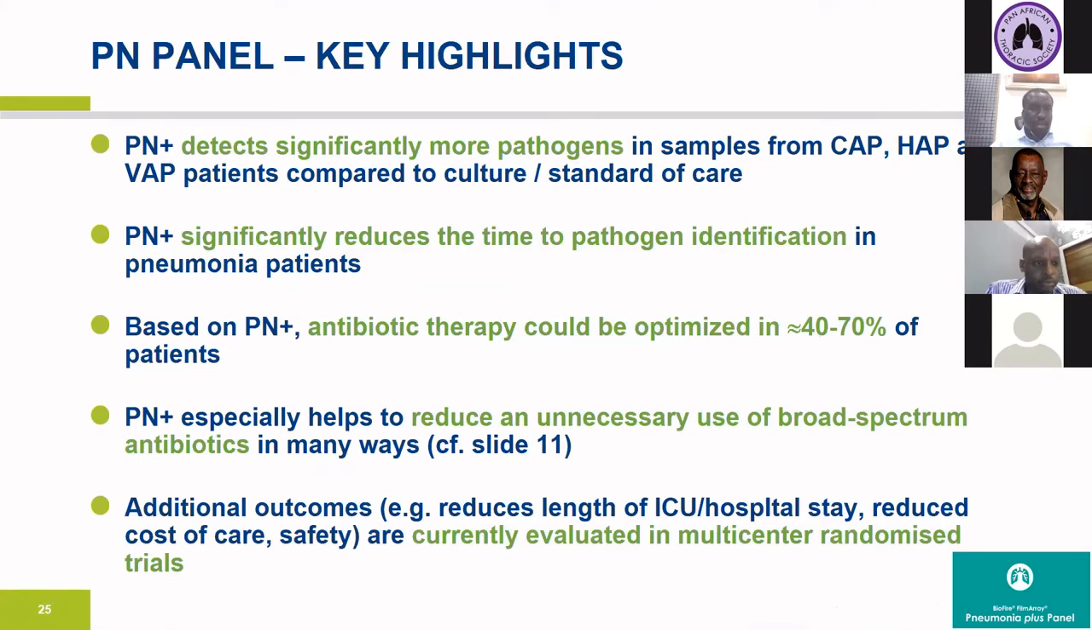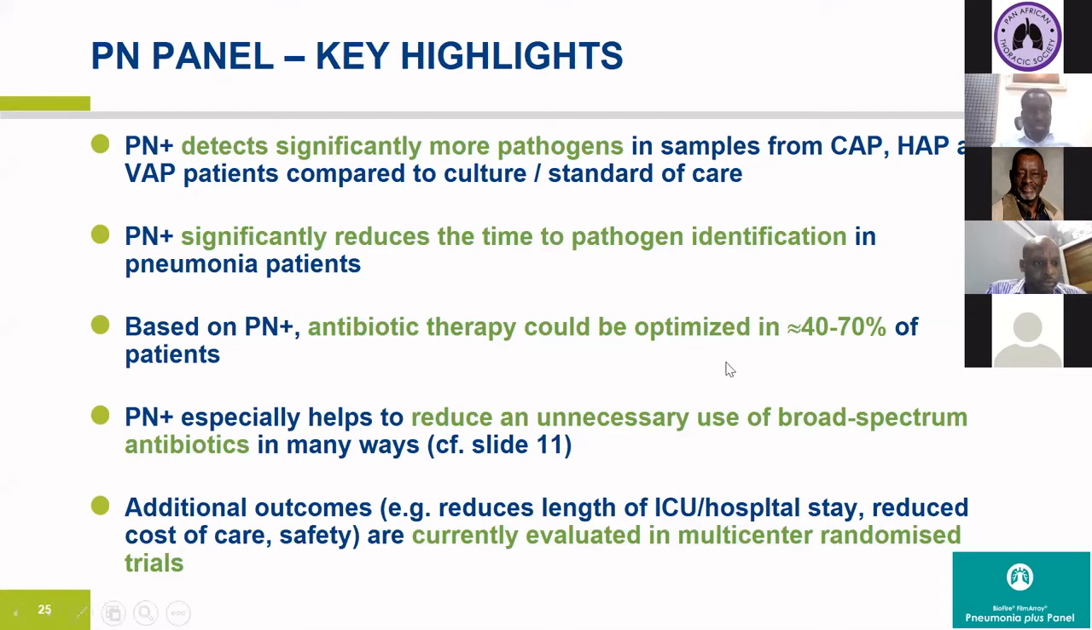First and foremost, it helps you detect significantly more pathogens, particularly for pneumonia patients, compared to culture and standard of care. And it obviously significantly reduces time to pathogen identification. Remember, we talked about 75 minutes, which is quite short compared to some of the other tests. Again, antibiotic therapy, very important in optimization and also reducing unnecessary use of broad spectrum antibiotics. And again, this can be looked at also from a cost-saving perspective, and obviously from an antimicrobial stewardship perspective. And then additionally, of course, reducing length of stay, both in critical care and also in general in the hospital.